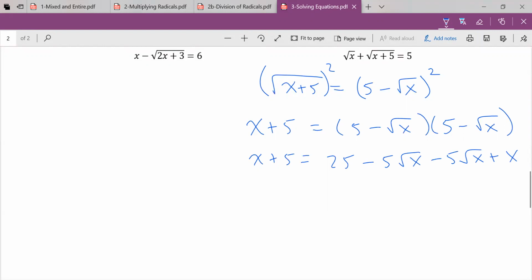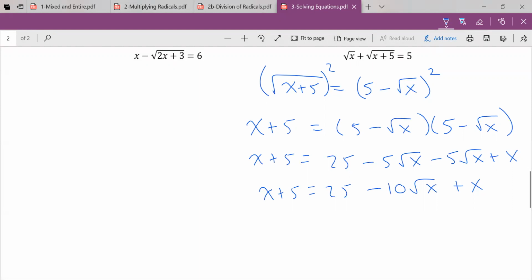So I'm going to simplify. Well, what have we got? On the right-hand side, we can simplify these two to give us negative 10 root x plus x. And you're saying to yourself, oh, I've still got this radical in here. I've still got this x, root x. Okay, well, let's start solving for this root x.